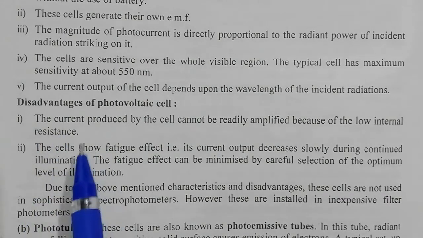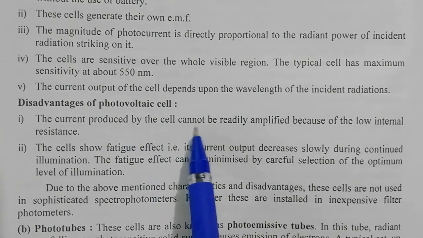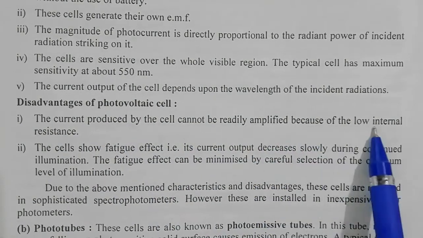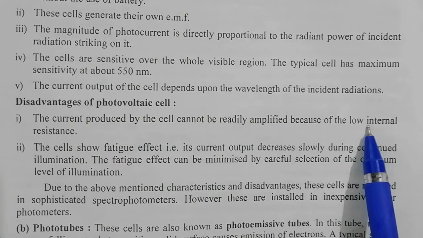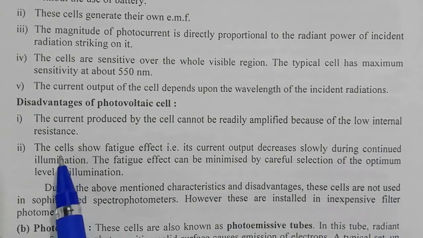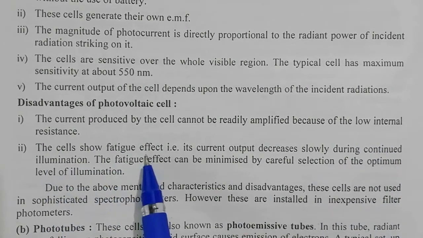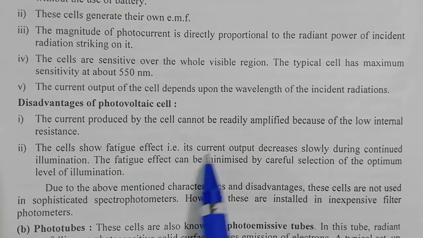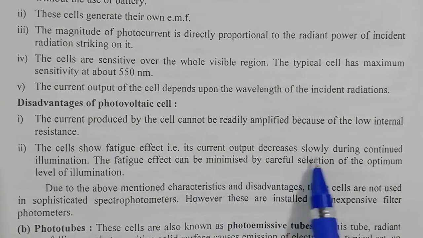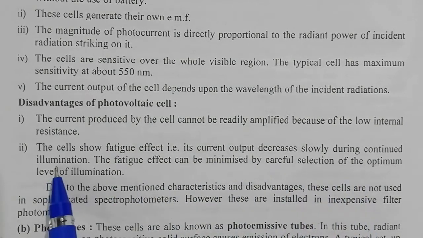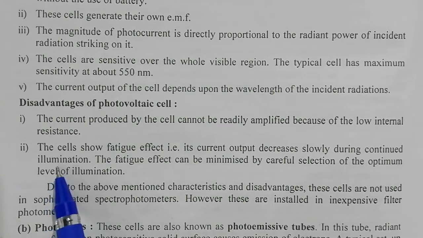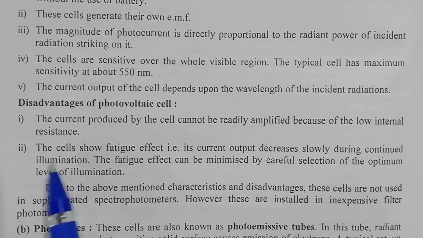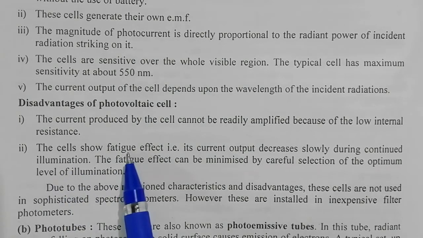First, the current produced by the cell cannot be readily amplified because of the low internal resistance. Second disadvantage is that the cells show the fatigue effect. What is the fatigue effect? That is, its current output decreases slowly during continued illumination. हा बराच काळ जर आपण वापरला स्पेक्ट्रोफोटोमीटर तर it shows the fatigue effect, म्हणजे delayed effect.